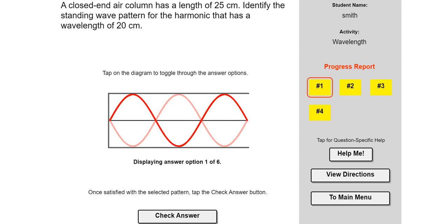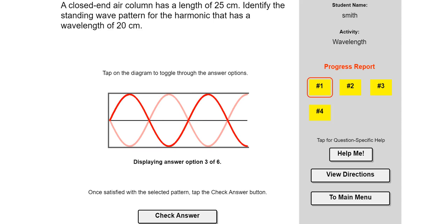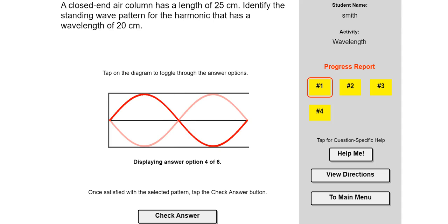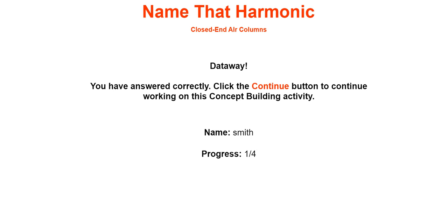Okay, so let's take a look. We know that each segment is half a wavelength, and since the wavelength is 20, each segment must be 10 centimeters. So if this one would be 10, 20, 30. Well, we don't want 30, we want 25. This would be 10 and 5. That would be 15. We don't want that one. This would be 10, 20, 35. We don't want that one. This would be 10. That would be 20. We don't want that one. One segment is 10. Another segment is 20. Half of a segment would be 25. That's what we want. And we're good to go.